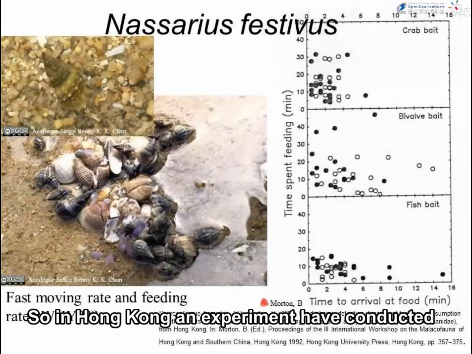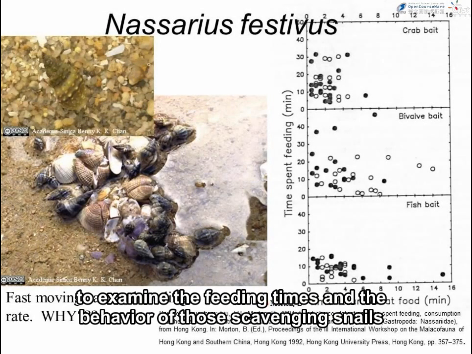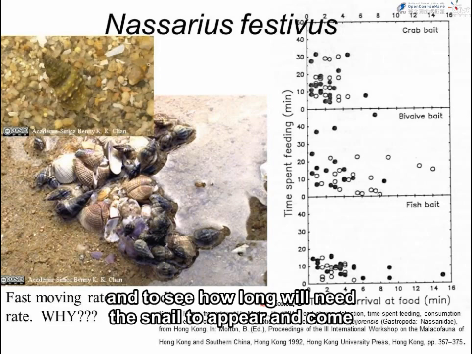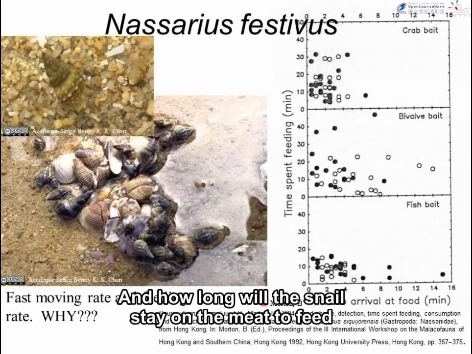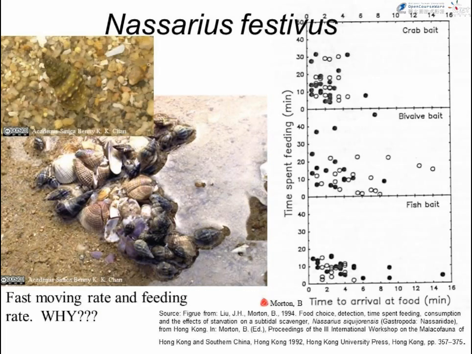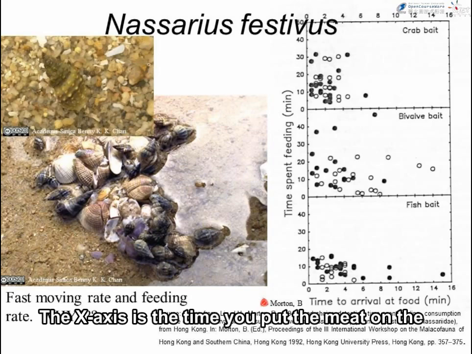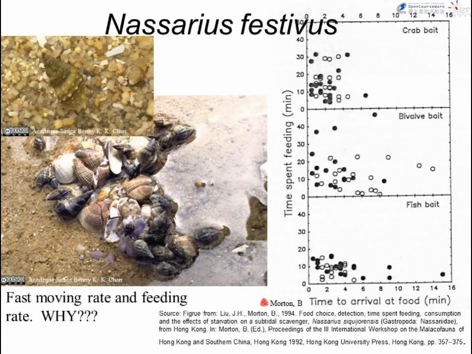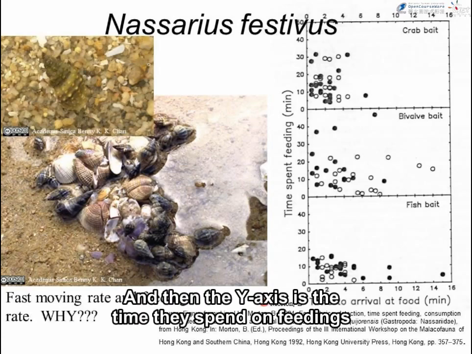So in Hong Kong, an experiment was conducted to examine the feeding time and the feeding behavior of those scavenging snails. The experiment put crab meat, some bivalve meat and fish meat on the shore, to see how long it takes for the snails to appear and come, and how long the snails stay on the meat to feed. So you can see the graph on the right hand side here. The x-axis is the time for the snail to arrive at the food after you put it on the shore, and the y-axis is the time they spend feeding.